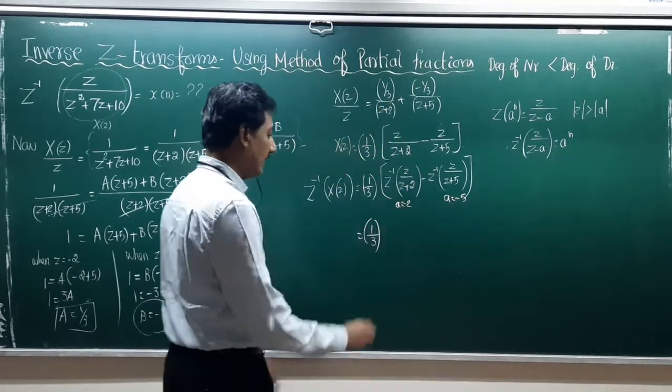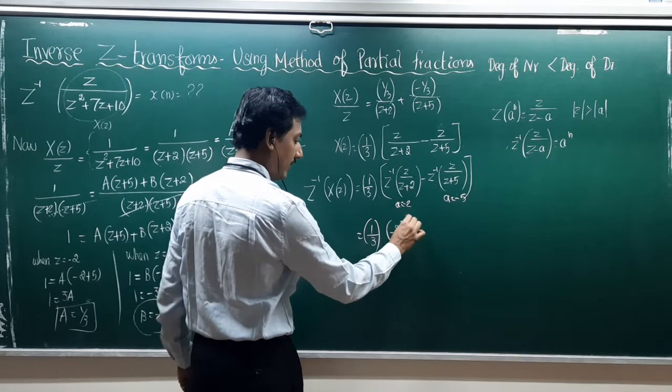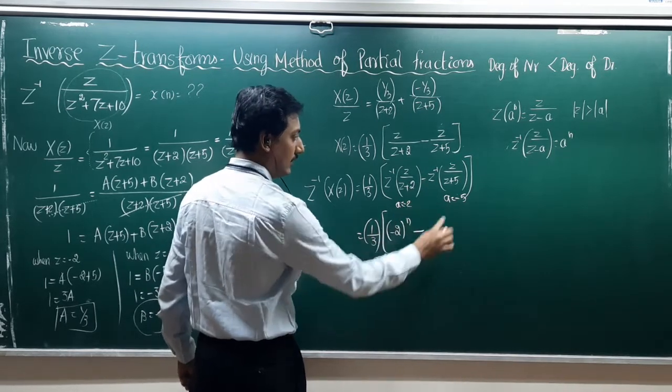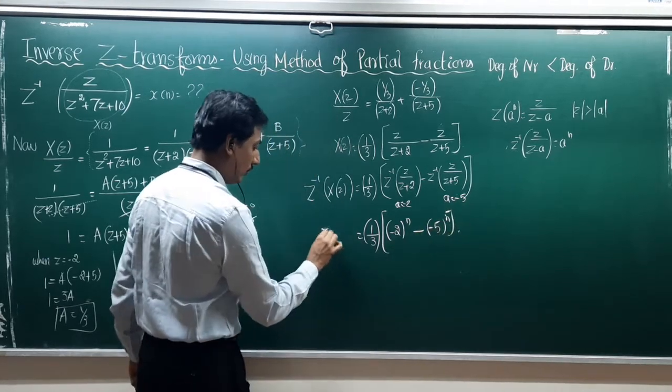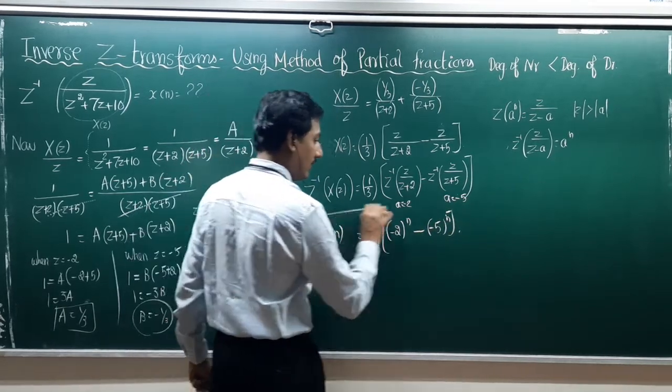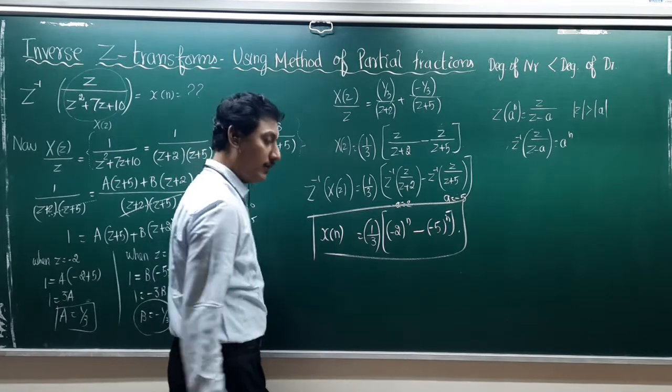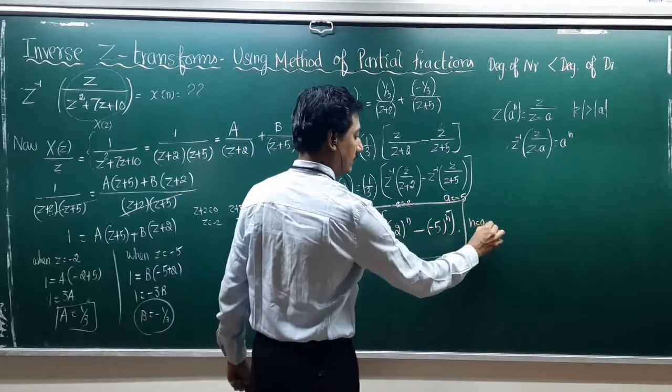Here plus means it's minus. So it is minus 2 whole power n. Then this minus, yes. Here a equal to minus 5. So minus 5 whole power n. So this is the required x of n. This is nothing but the required inverse z transform of X of z.